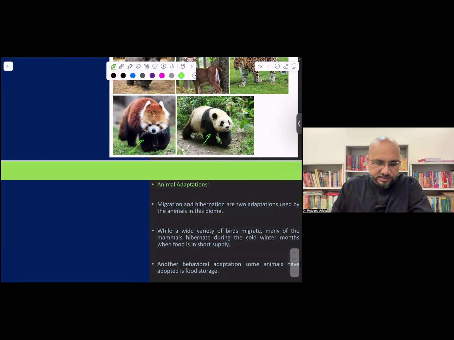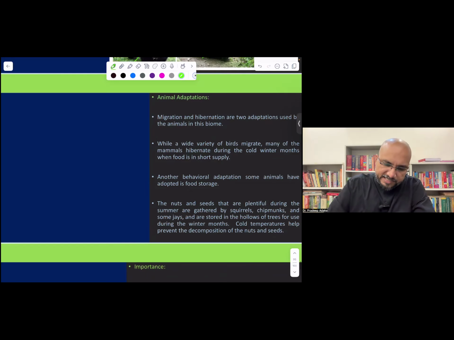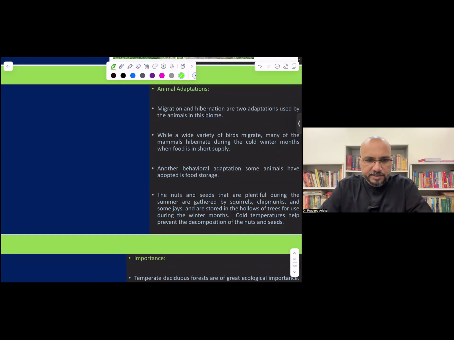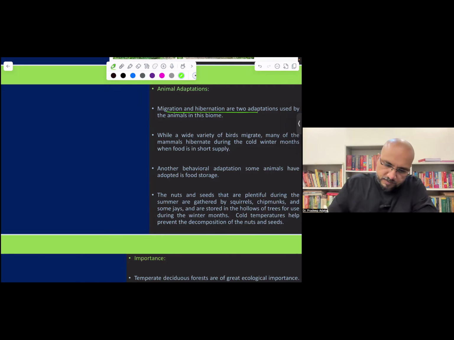So animal adaptations. Migration and hibernation, they are the two common adaptations. I don't remember the count, but it is common in the northeast. So you can see it in Sikkim, in Arunachal Pradesh. Yes, it is in the red list. So migration and hibernation, they are two adaptations that are used by these animals.